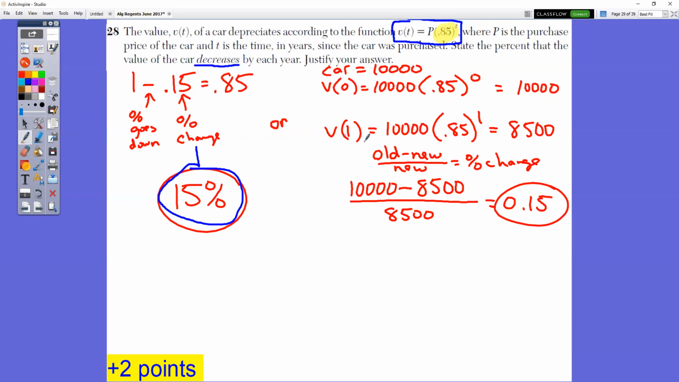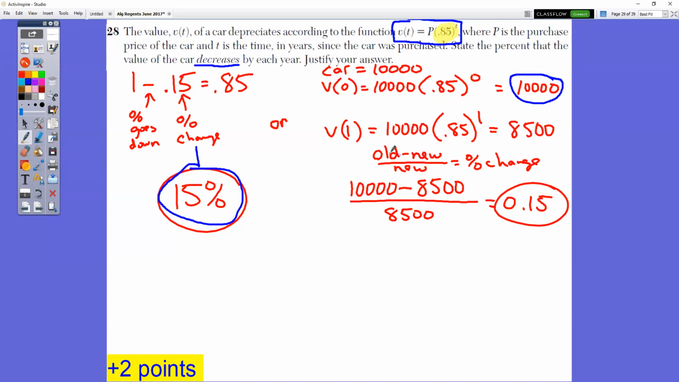Another way, that totally different way that you could do it, was arbitrarily give a value to the car. Let's say that the car was $10,000. If we stick $10,000 in here for year 0, because remember, years always start with 0, the value of the car is $10,000. But after 1 year, if we sub in a 1 for the T now, that's going to be 8,500.